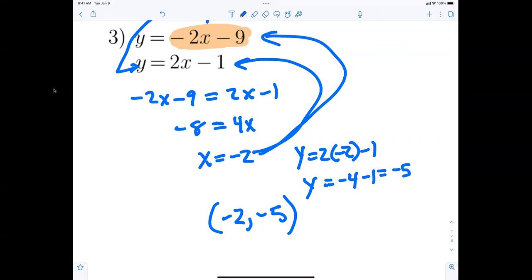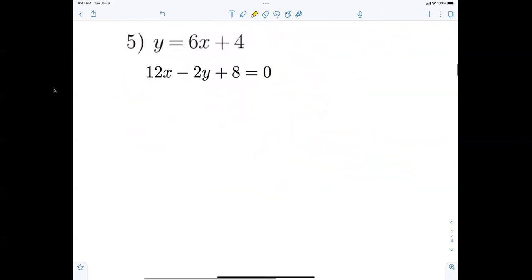-4 minus 1. You see this equation right here? I plugged x equals -2 in for x. Second, trace 5. So it is in the textbook. Okay, let's flip the page. Number 5.